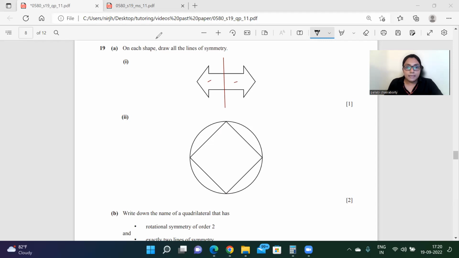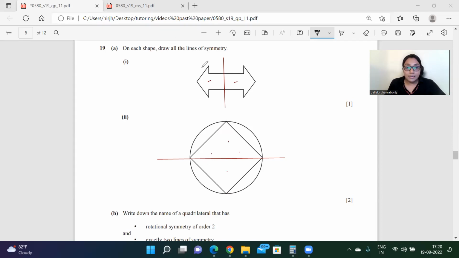Let's talk about the second figure. In the second figure, we have one line like this. Both the parts are similar. We have a second line like this. If you're getting confused, let me remove this one. So it means both the parts are similar. So we already got 2 lines.